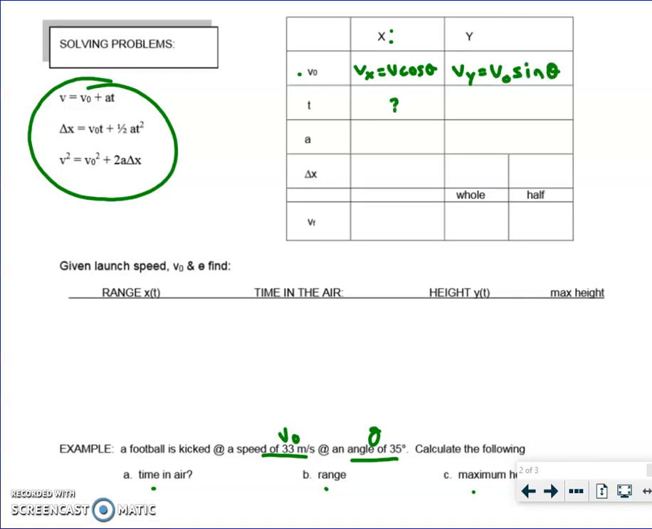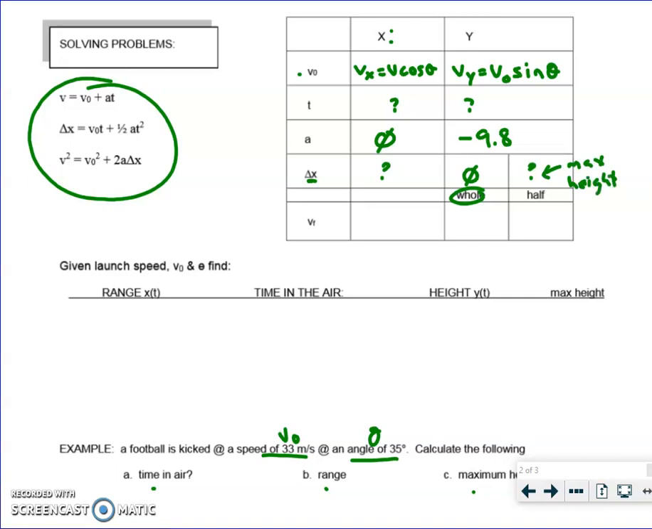Time in the air, we don't know. How about the acceleration? Well, forward, it's 0. It's always 0. And here, it's negative 9.8. That's always going to be true. That hasn't changed. In terms of the change in position horizontally, that's what we're looking for. That's range. In terms of change in height, if we look at the whole flight, that's why I have split in half here, that's going to be 0. In other words, we're going to end up at the same height. But if we want to know for half the flight, that's our maximum height when you reach the peak.